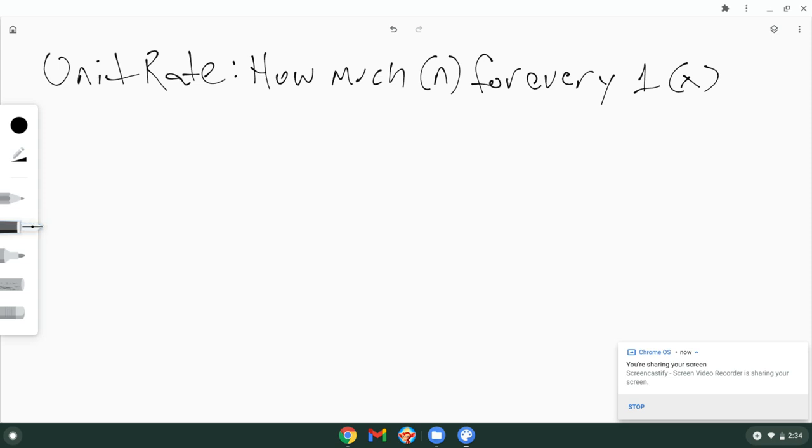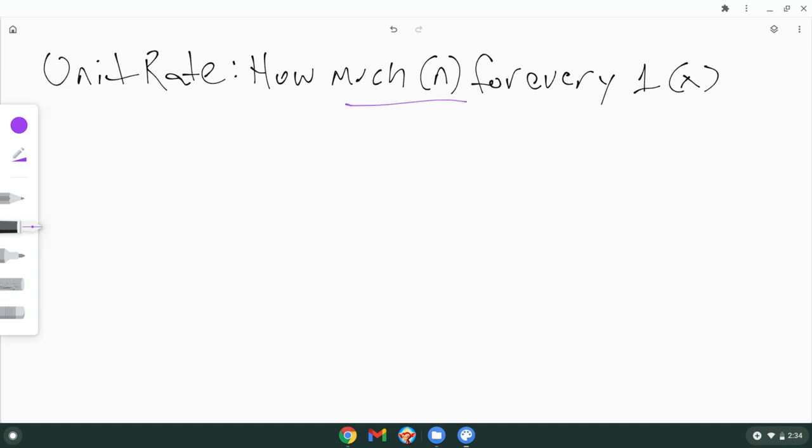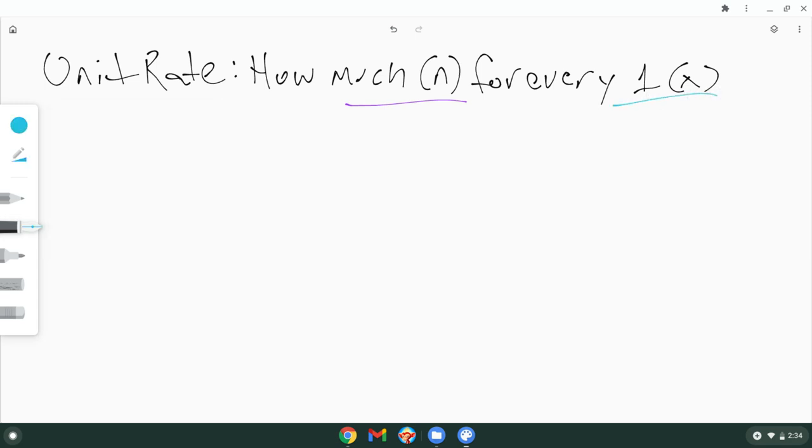Hey guys, we're going to talk about unit rates here. A unit rate is a special proportional relationship where we're talking about how much of something we have for every one unit. Those numbers may change, and the unit rate may change, but the denominator is always going to be 1. So it's going to be n of a number for every 1x.